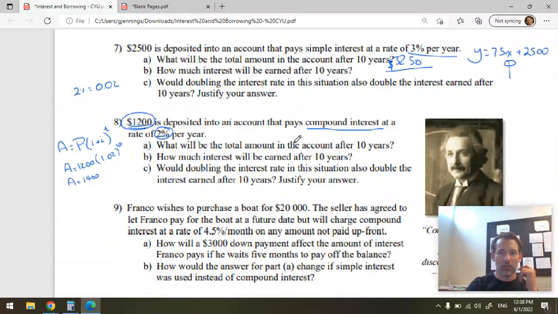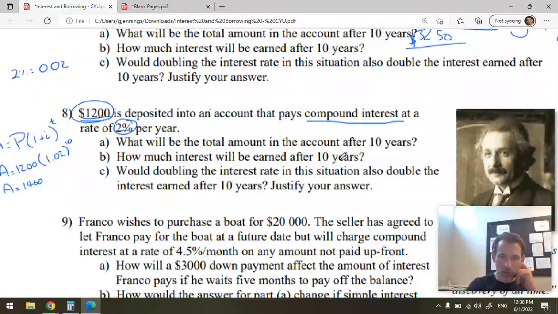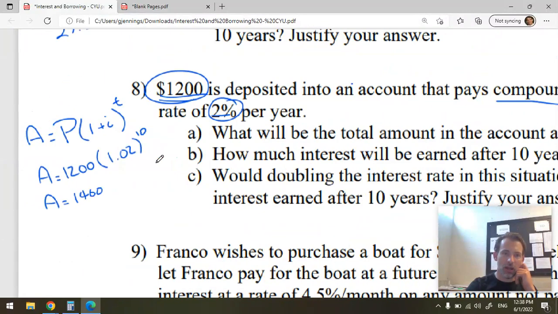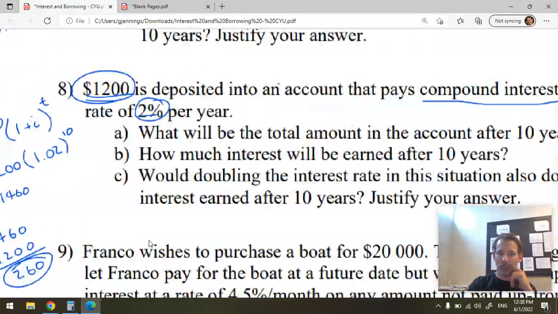Okay, so how much interest will be earned after 10 years? Okay, well, what would the interest be earned if we started with 1,200 and now we've got 1,460? Oh, well, the difference would be interest. So there I'll just use a subtraction strategy. I will take $1,460 and subtract the amount I invested, and then that will give me $260 of interest. Would doubling the interest rate in this situation also double the interest earned after 10 years? No. Okay, and why not? Well, let's evaluate it and see.